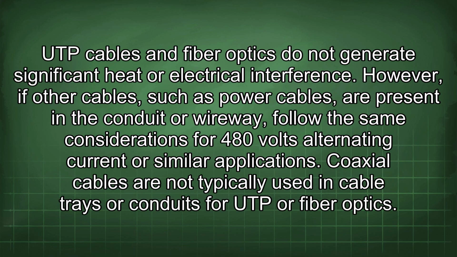UTP cables and fiber optics do not generate significant heat or electrical interference. However, if other cables, such as power cables, are present in the conduit or wireway, follow the same considerations for 480 volts alternating current or similar applications.